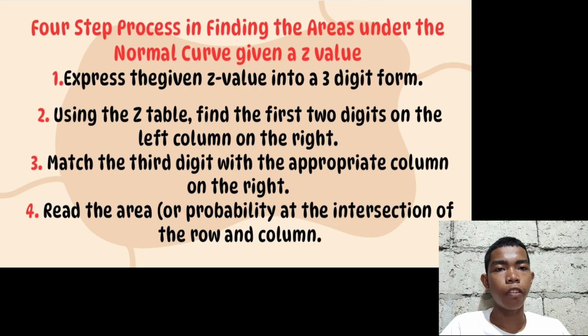So I've researched and found the 4-step process in finding the areas under the normal curve given a z value. Number 1, express the given z value into 3-digit form. Number 2, using the z table, find the first 2 digits in the left column. Number 3, match the third digit with the appropriate column on the right. Number 4, read the area or probability at the intersection of the row and column.